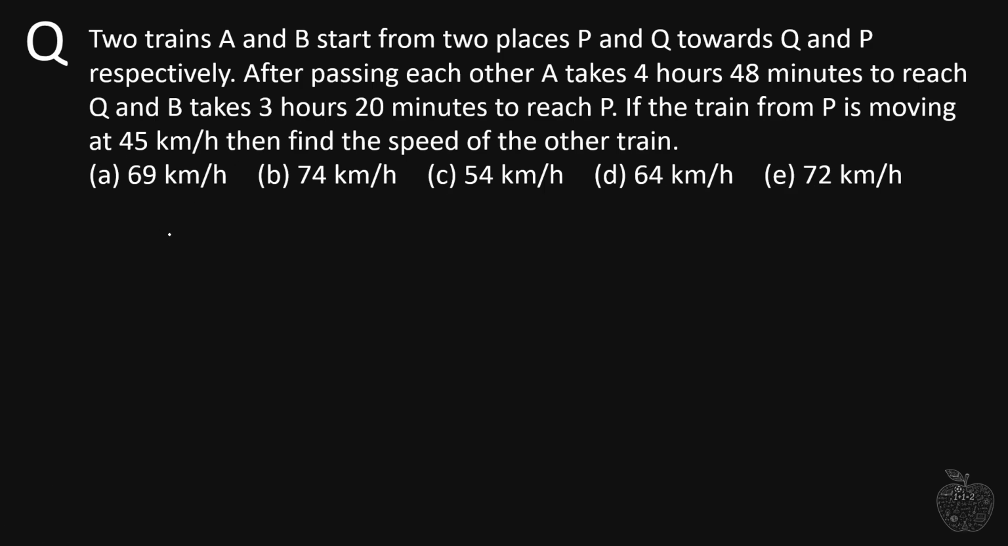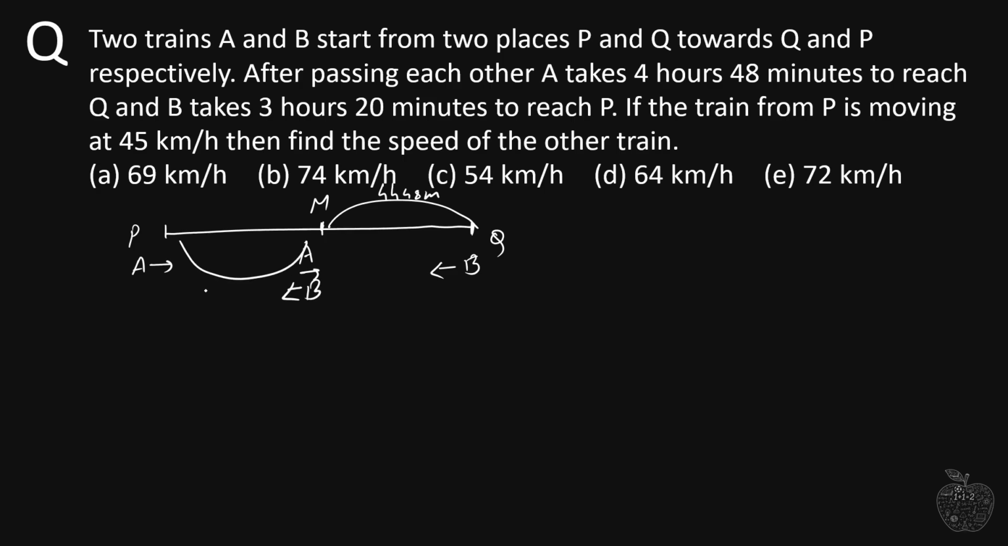I will write the entire thing again. We know that there are two places P and Q. There is train A which moves from P towards Q, and there is train B which moves from Q towards P. They meet each other and cross each other at point M. After crossing each other, train A takes 4 hours 48 minutes to reach point Q, and B takes 3 hours 20 minutes to reach point P from point M. Okay, this is what the question tells us.